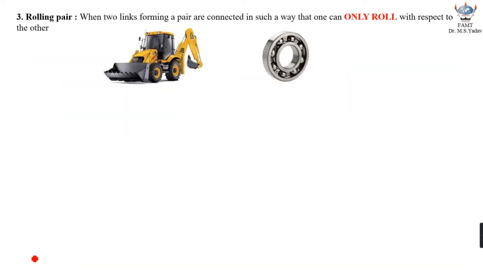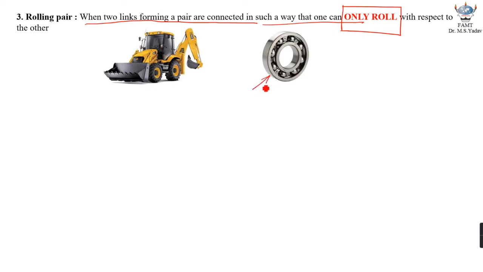The third type of pair is a rolling pair. When two links come together, they are said to form a pair, and if they are connected in such a way that one can only roll with respect to the other one, then the pair formed is typically called a rolling pair. The best example is obviously the ball bearing.